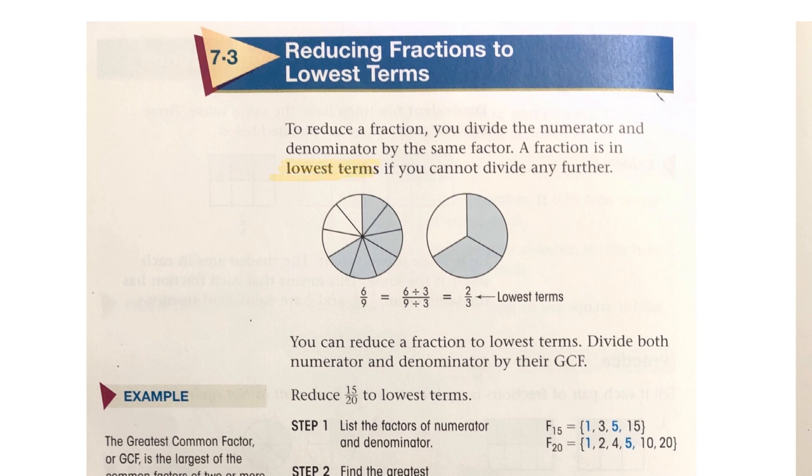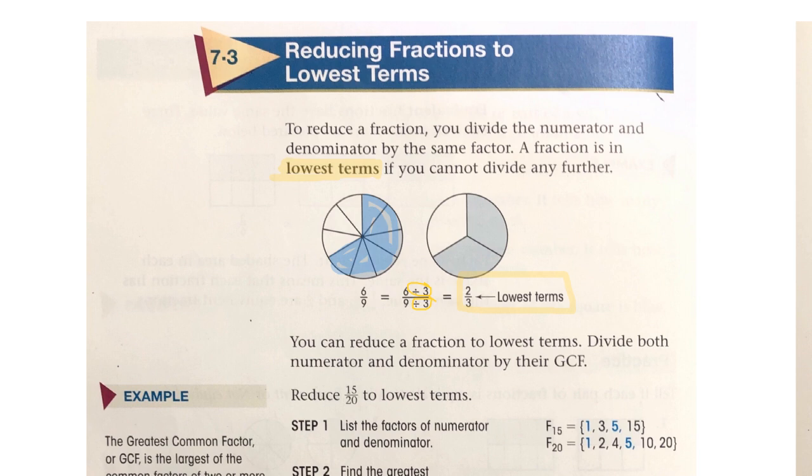So we are talking about lowest terms, reducing a fraction until it cannot be divided any further. If we look at our picture here, we see 6/9 shaded in. If we can divide the numerator by 3 and the denominator by 3, having the same number divide both the numerator and denominator will keep the fraction the same value.